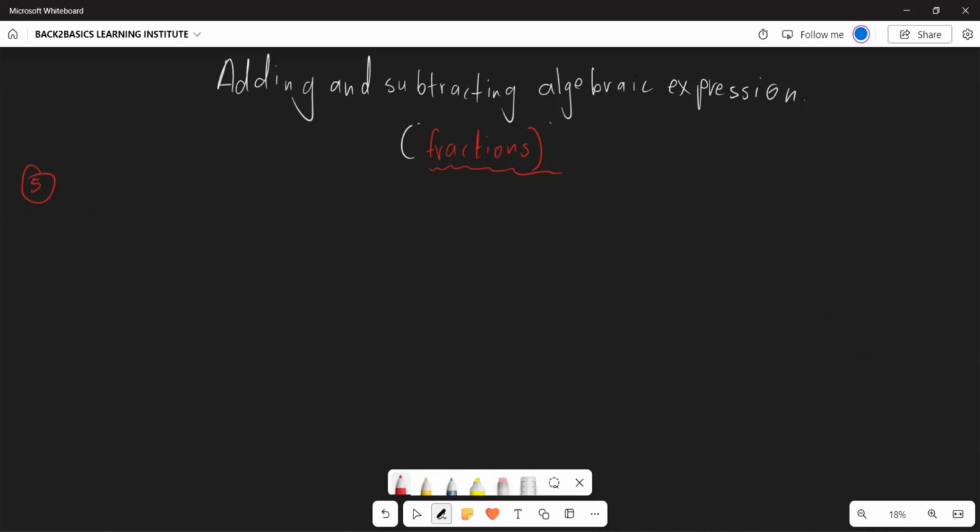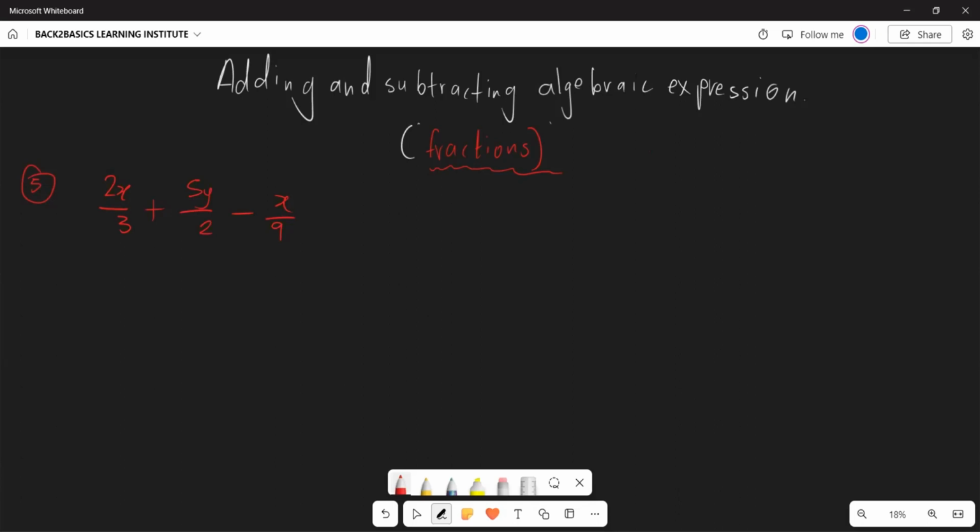Say now you have this as your example 5. Look, now what you are having here is 2x over 3 plus 5y over 2 subtract x over 9, right? Now, let's see what we can do to solve this one. Let's start here. You're going to start by doing what? What is it that we can start doing here?